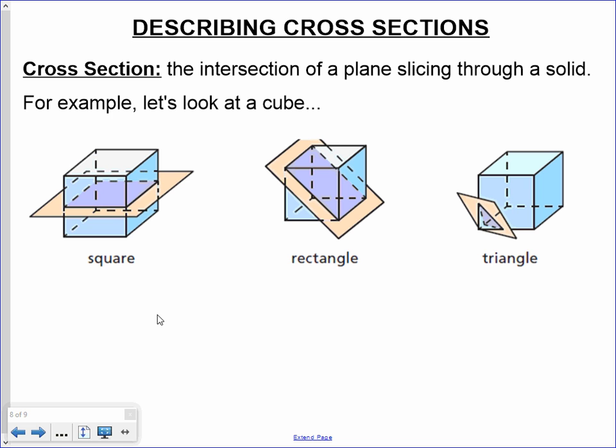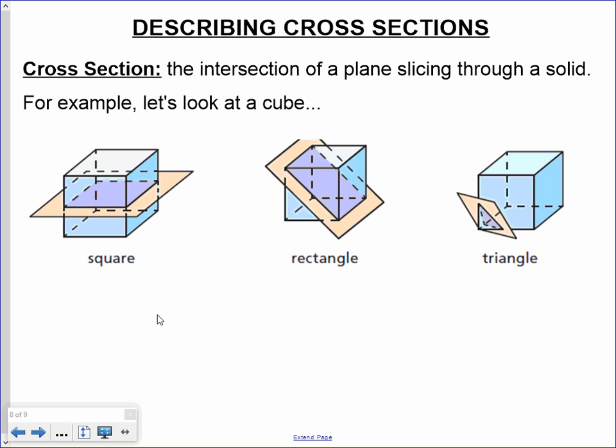Okay. Last little thing we have here is cross sections. A cross section is the intersection of a plane slicing through a solid. You don't need to write that definition down. Don't worry about that one. But if I were to take a knife and cut through the three-dimensional figure and then open it up, the shape that it makes is what the cross section would be.